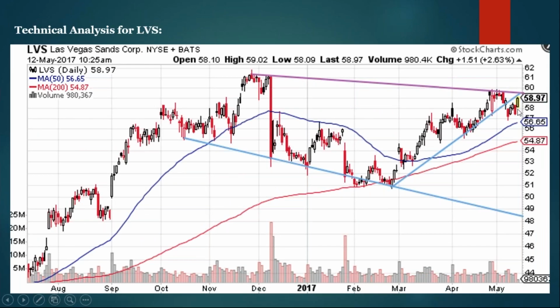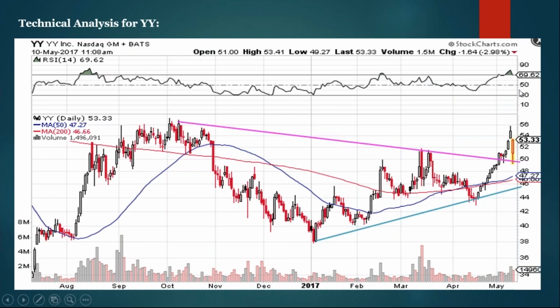The LVS chart is from the same day when we traded WIN. The LVS was also moving, but then I said, no, this is too much resistance. Unless it breaks through this, it was not a good trade. So I ignored LVS. This is the reason I ignored it.